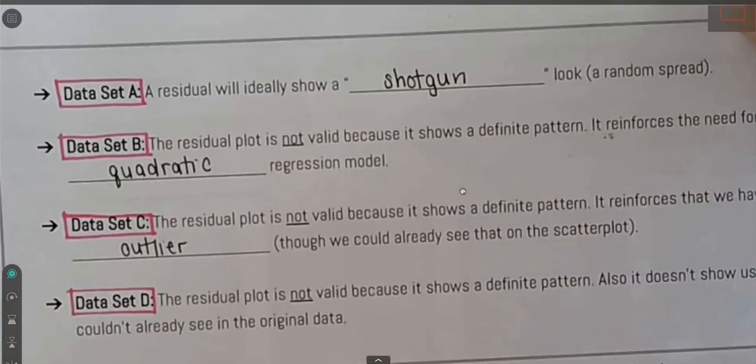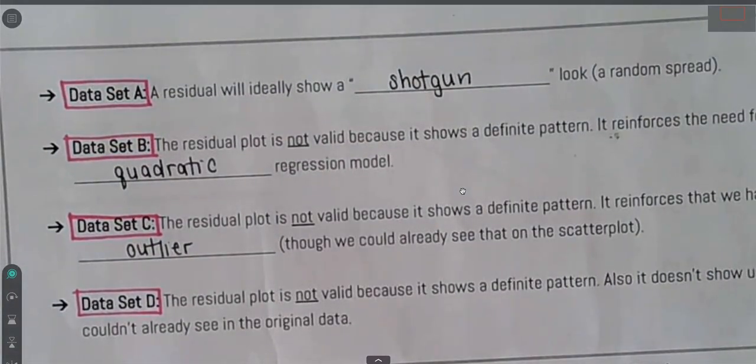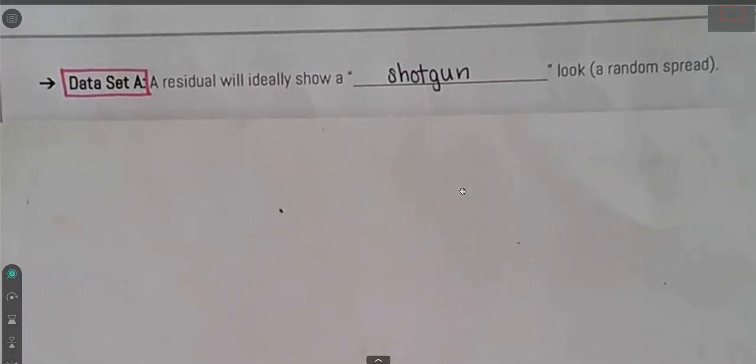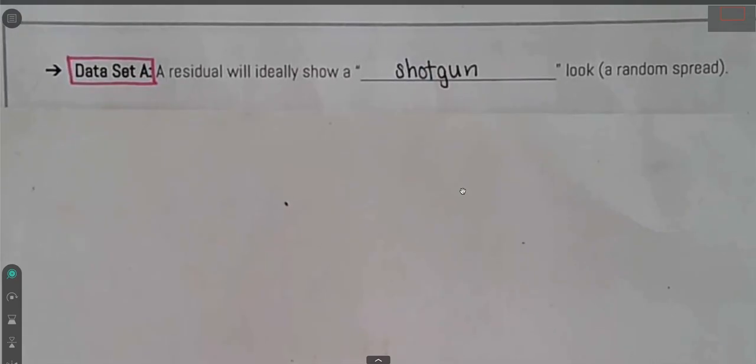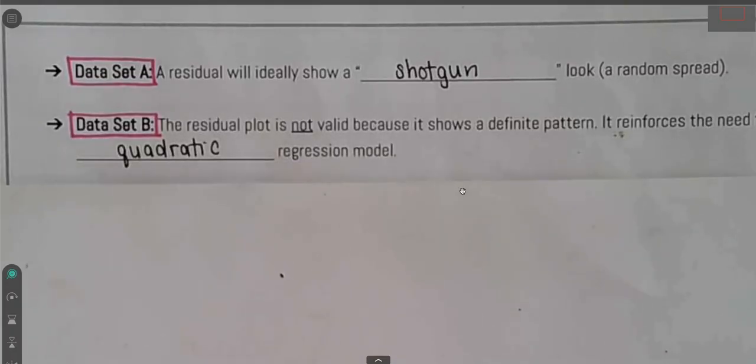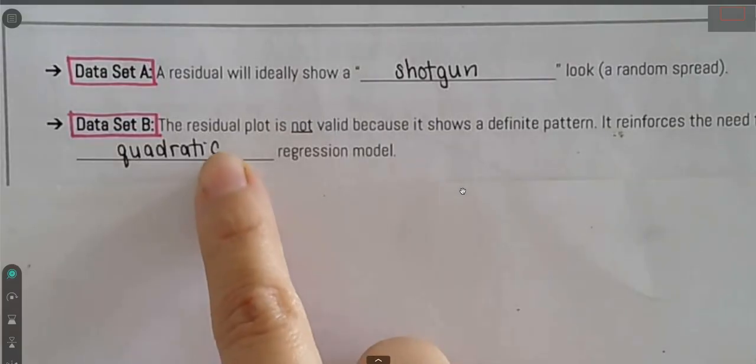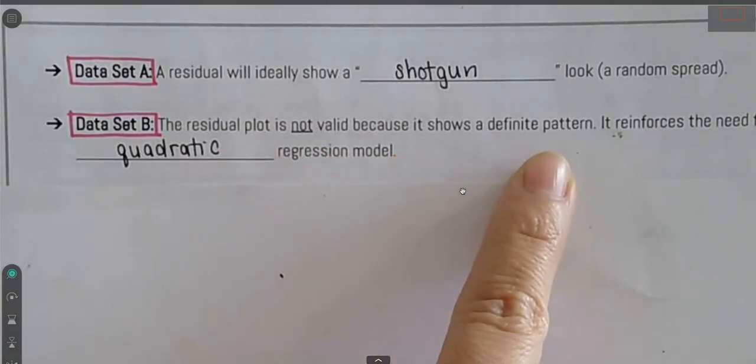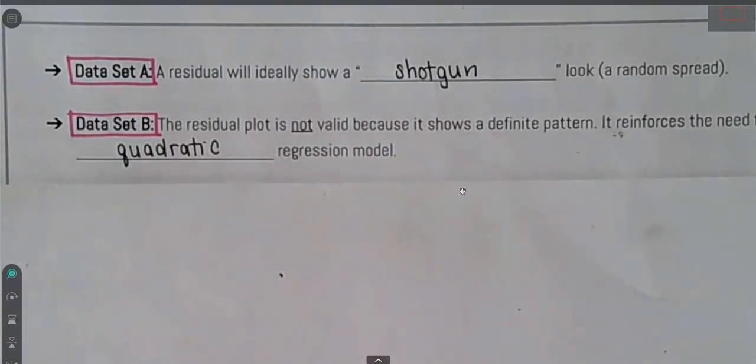So data set A, a residual will ideally show a shotgun look. Basically, that's a random spread. If that's what you have in a residual, that is a good model that you're using. Data set B is not valid, or the residual plot is not valid because it shows a definite pattern. If your residual shows a definite pattern of any kind, the model that you're using is not a good model for that data set.